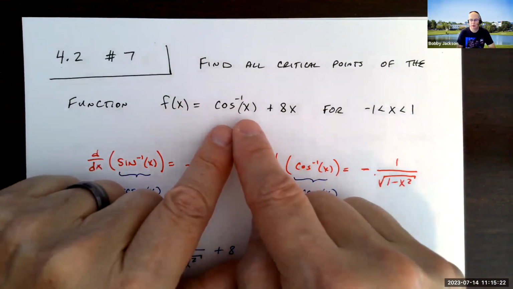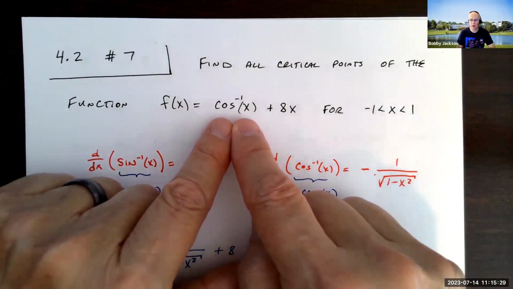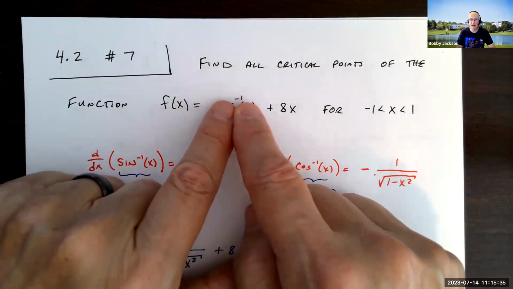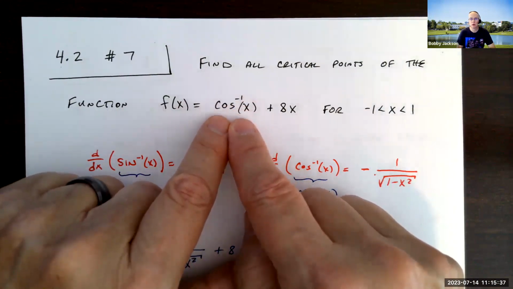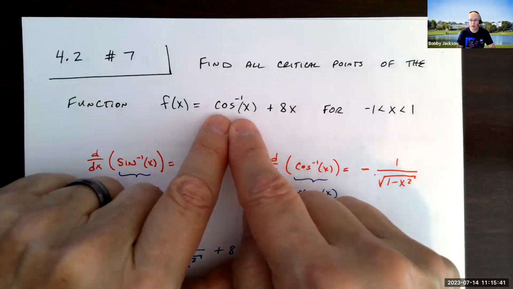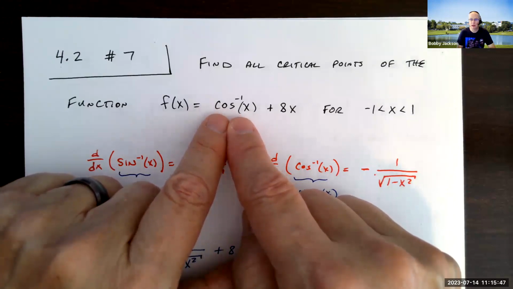Now, some of you might have the sine inverse function. So this is the cosine inverse function or arc cosine function. This is not an exponent. This is not cosine of x to the -1 power, which by the way would be secant of x, right? Secant of x is the reciprocal of cosine. This is the arc cosine function. So you do need to remember the derivative for the inverse trig functions.